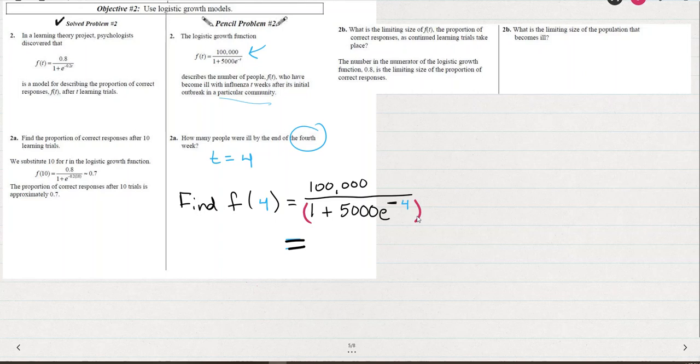Here's what it would look like on the calculator. 1,000,100,000, divided by, and I'm going to insert a parenthesis. You'll have to be careful because at the end we're going to have a double parenthesis. So 1,000 parenthesis, 1 plus 5,000, and then I'm going to put in e to the x.